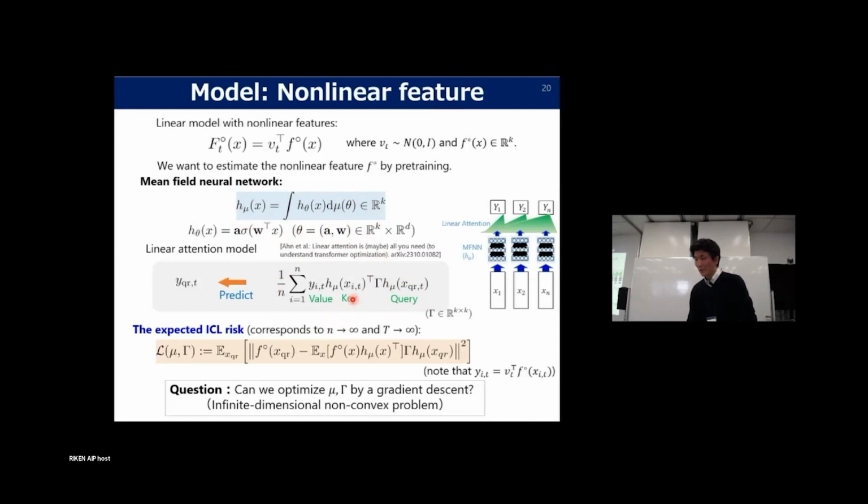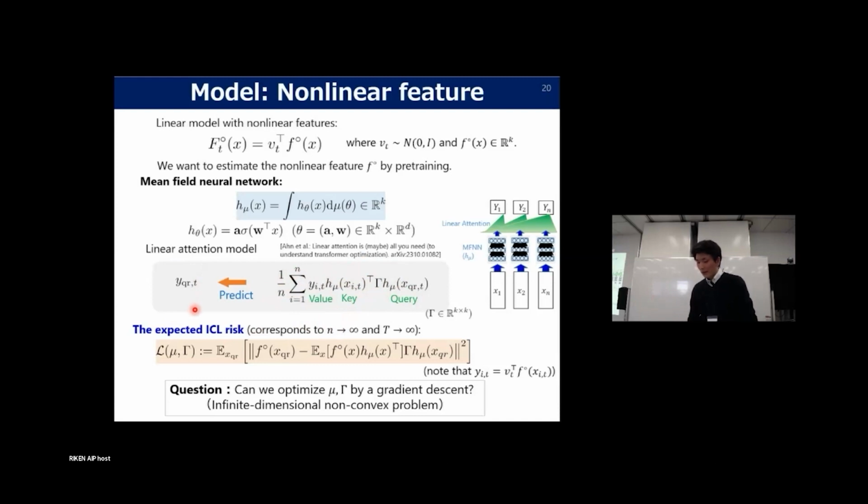We have observed n data points. For those n data points, we can calculate the keys and values. The gamma is a trainable parameter. By modifying gamma, we want to make this linear attention model as accurate as possible. So this part should be close to VT for each task key. Then we want to predict the output Y for the X query.